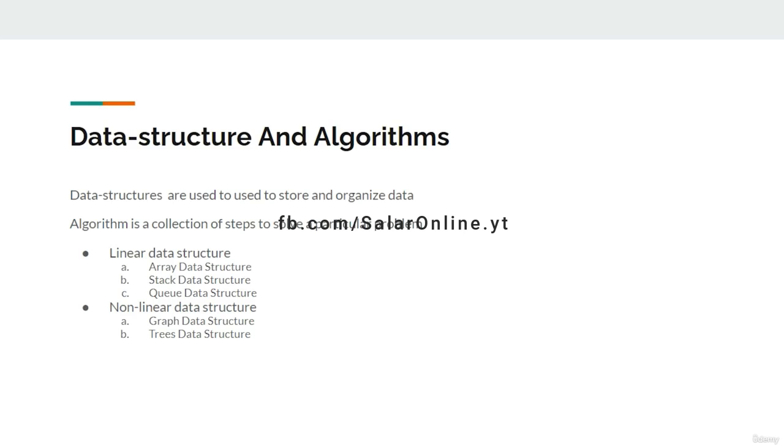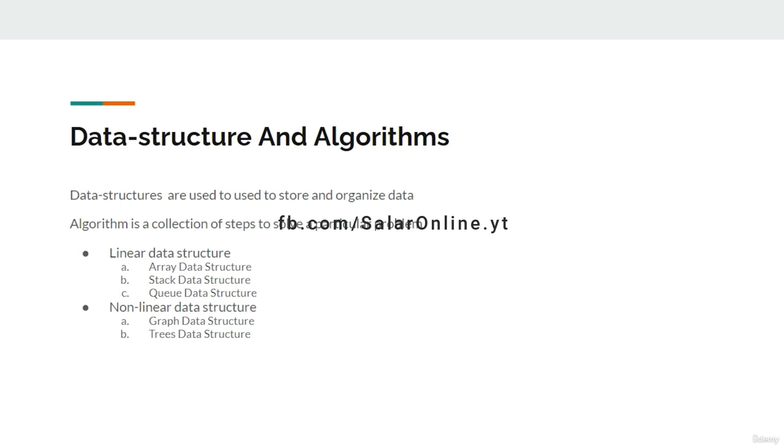Now let us move toward algorithms. Algorithms are nothing but steps to solve a problem. Now for an algorithm to be good, it should have input and output which are clearly defined.